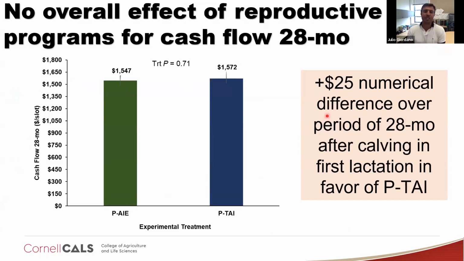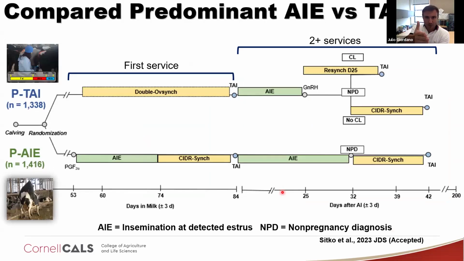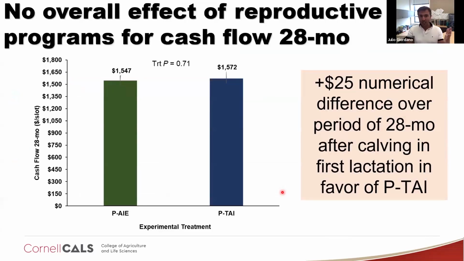It's not a large difference, though some may say it's still valuable. But remember, this is over a relatively long period of time. So there was not a big difference. In a way, these 2 types of strategies, at least for first lactation cows, for primiparous cows, seem to be effective and to lead to relatively similar economics.